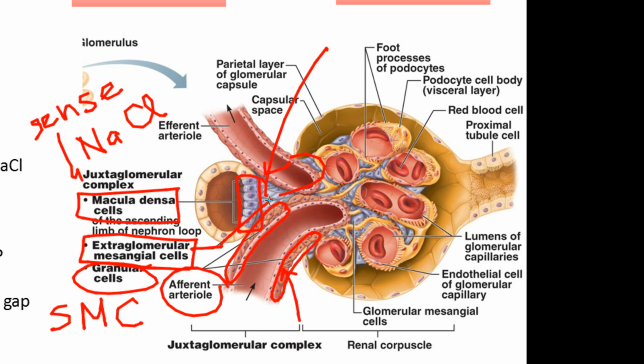Do you understand this? Now, one last bit to notice. Macula densa cells, they are the part of which structure? What do I circle? It's the part of the renal tubule, yes. So they are exposed to the filtrate. Does that make sense?